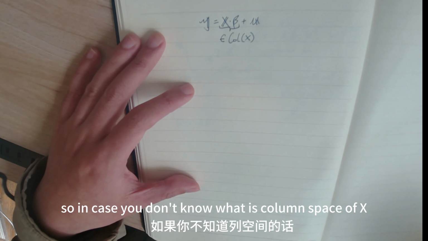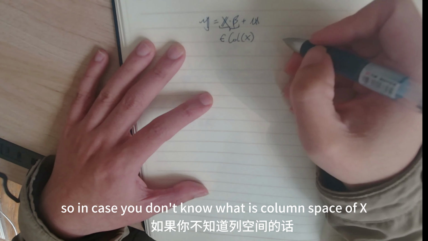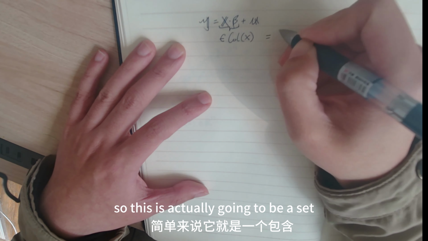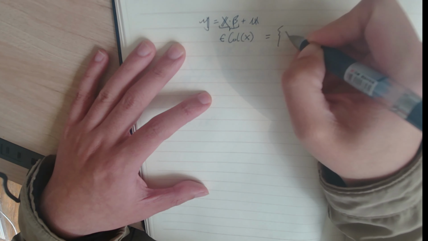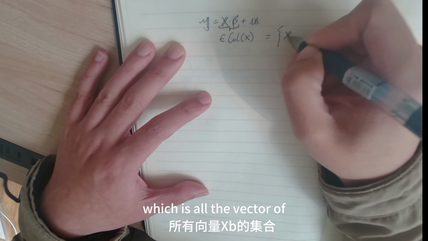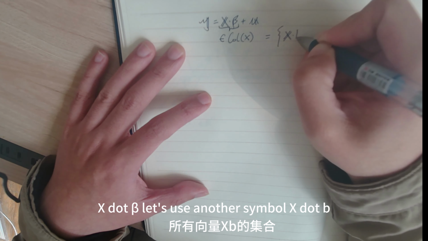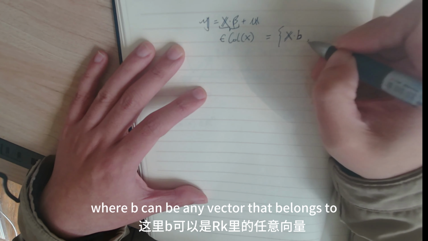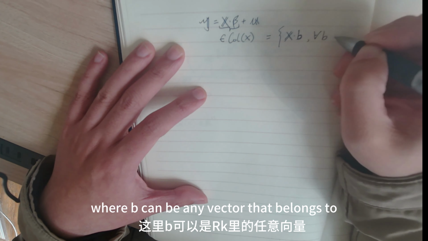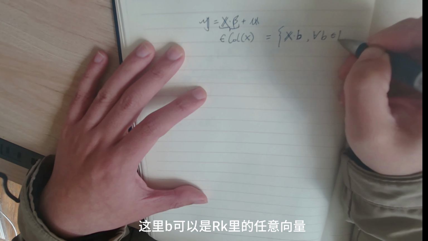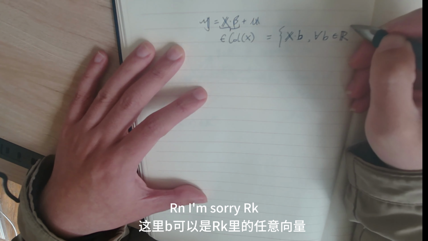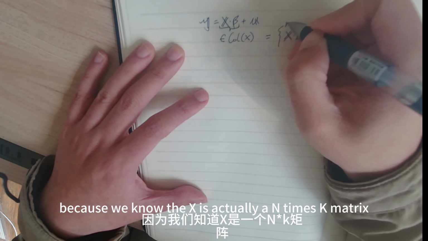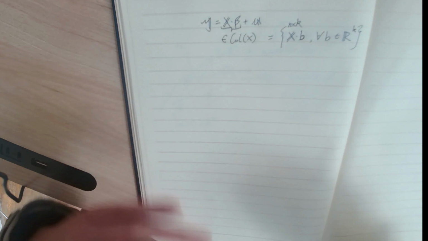Okay, in case you don't know what the column space of X is, just a quick reminder. This is actually a set of all the vectors X dot beta. Let's use another symbol, X dot b, where b can be any vector that belongs to Rk, because we know that X is an n times k matrix.